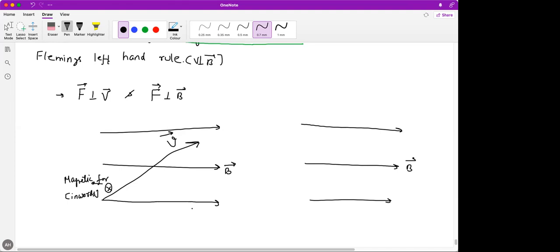This is the magnetic field. This is the direction of velocity. No, not this one. This is magnetic field, and this is the direction of velocity. This angle is theta. Now let's do it again.